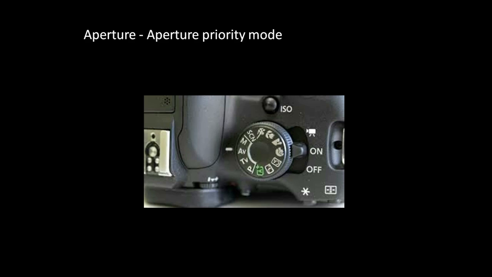So you have control whether you want a shallow depth of field, that means blurry background, or deep depth of field, meaning less or no blurriness. Now let's move to shutter speed.